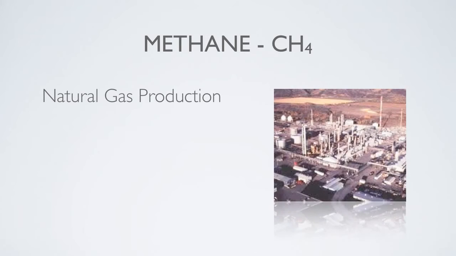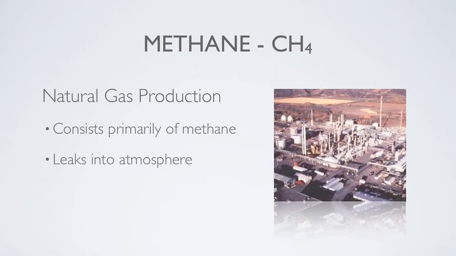Another large source of methane emissions is the production, processing, and distribution of natural gas. Natural gas consists primarily of methane, and during extraction and production, and piping it through large systems, it often leaks into the atmosphere.